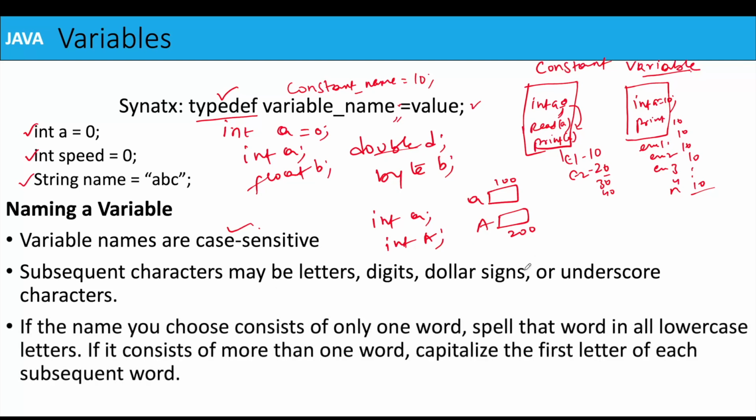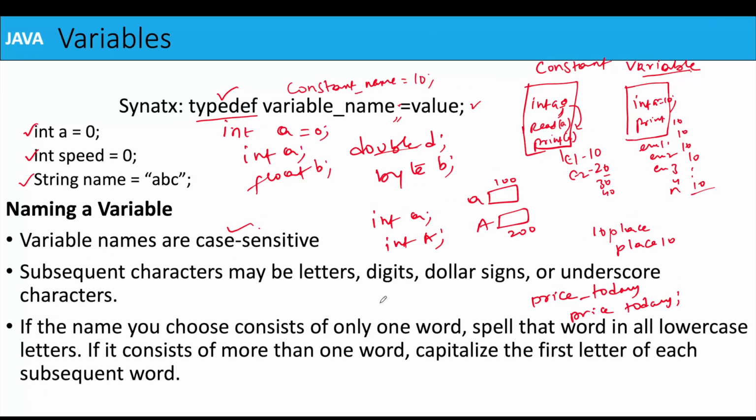If you have two words, then this rule should be followed. For example, you cannot write 10place like this to create a variable. You can create place10 in this way. Underscore at the start you cannot use, dollar you cannot use, any other symbol cannot be used.